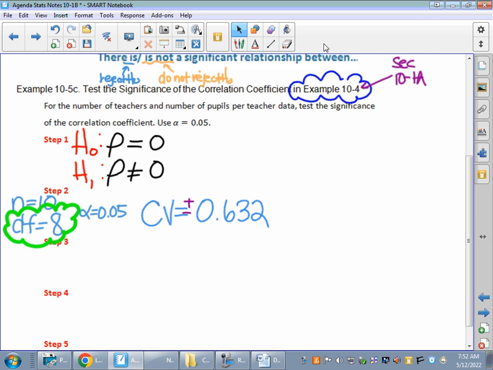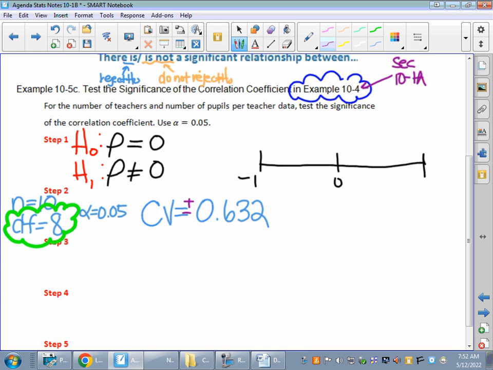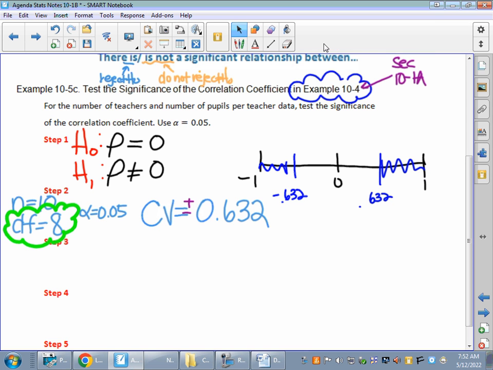Let me show you what we're looking at for you visual people. Here's 0. Remember, correlation coefficient goes from -1 to +1 inclusive. So what I'm saying is that at 0.632, so about just over halfway in the positive, and negative 0.632, those are our shaded regions. So that's what we're looking for. The shaded regions, remember, are always on the outside edges.